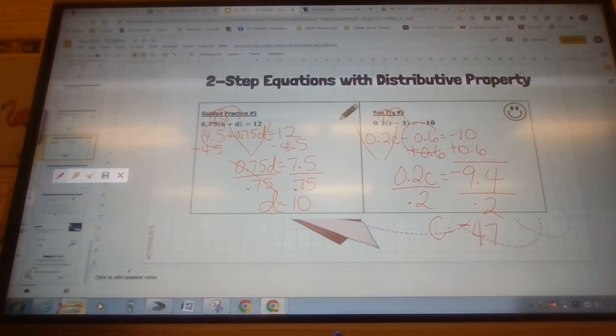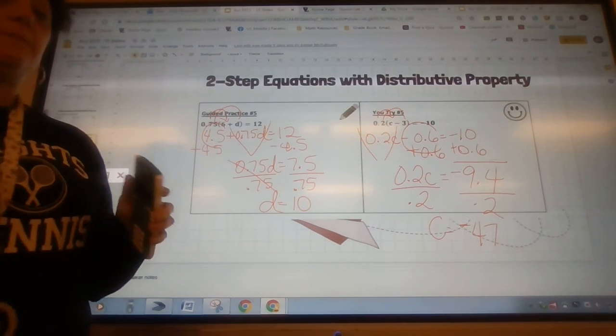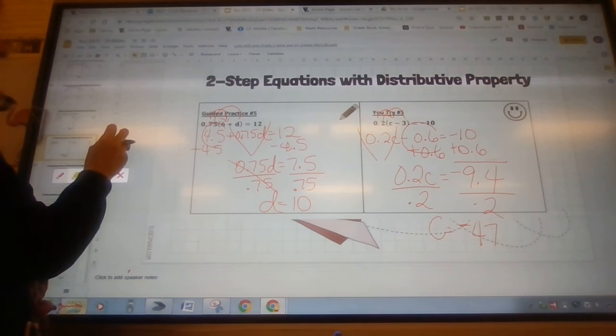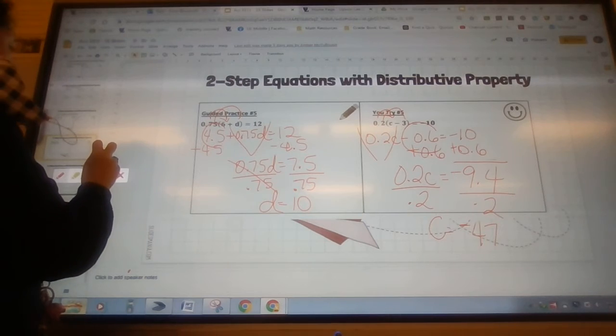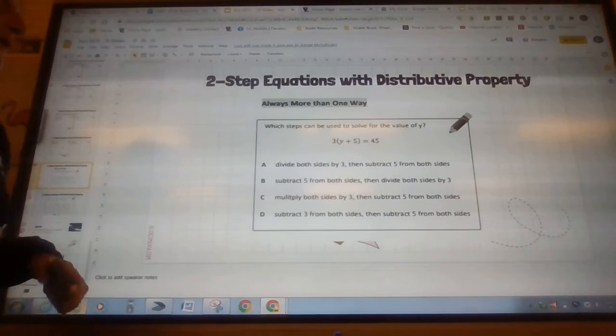I'm just trying to hurry so I can make sure we get to what we need to today. Okay? Thanks for keeping me straight. I don't mind y'all catching my errors as long as you are respectful in making it. All right. Always more than one way.